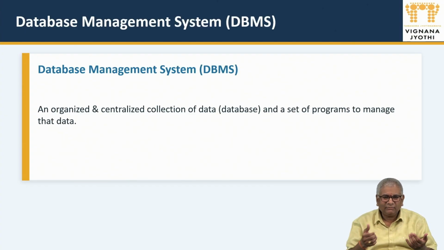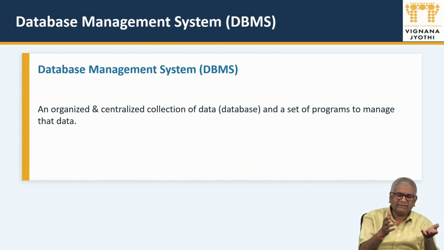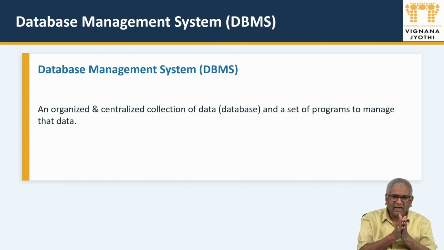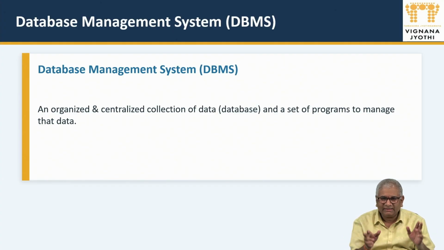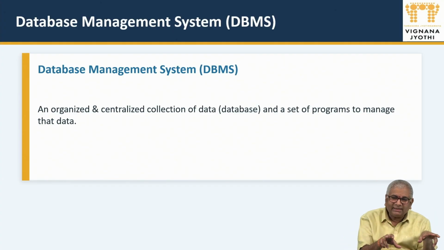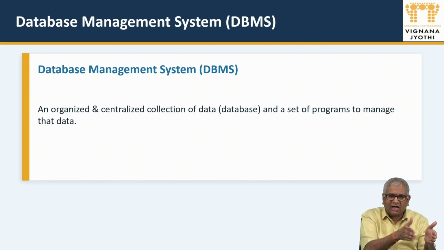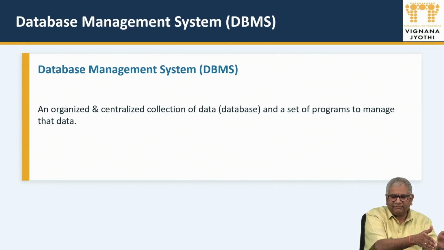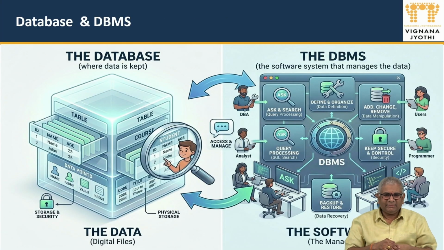Now, what is DBMS? We have seen database, we have seen management. We have seen system. A system is basically a set of programs and data collectively working together, right? So a database management system is an organized and centralized collection of data, which is the database, and a set of programs to manage the data. Similar to FPS, the major difference is the organized and centralized collection of data. If it is not organized and centralized, it is just file data. If it is organized and centralized, it is a database. That's pretty much the definition of a database management system.